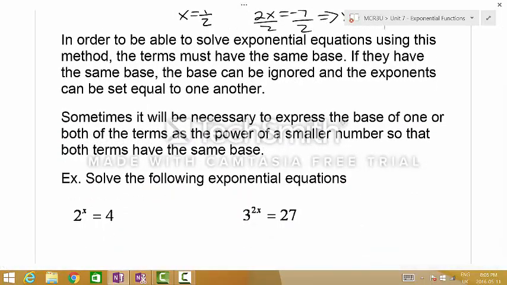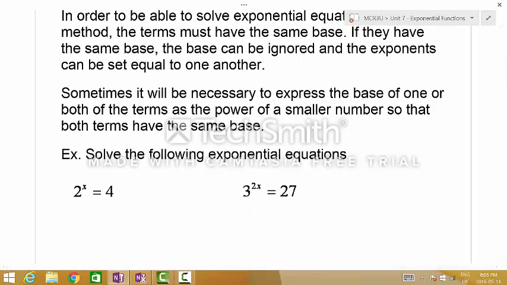This part of the note is essentially explaining what I just said. In order to solve these exponential equations, we need to have both sides have the same base. If they have the same base, we can ignore that base, because the only way for these to be equal with the same base is if the exponents are equal as well. In order to do this, sometimes we have to change the base on one or both sides in order to make them the same on both sides.